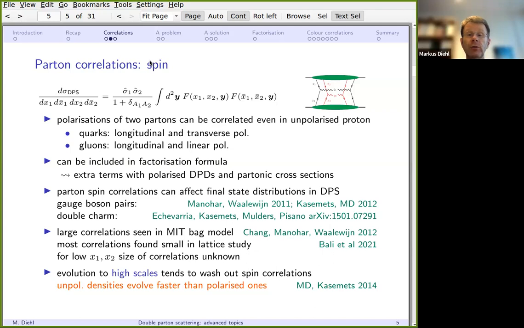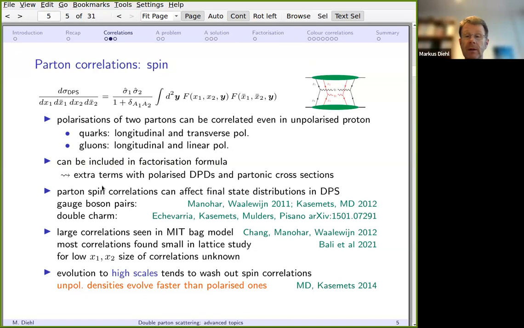It doesn't take much to include that physics in the formula. You just have to augment your labels for what the partons are with extra labels for what their polarization is. And of course, you have to know the distributions for the polarized two-parton systems. I told you we don't know terribly well their unpolarized versions, so you won't be surprised if I tell you we know even less about the polarized ones. What people looked at some time ago was that if you assume such polarization correlations between two partons, that would induce observable consequences in DPS cross-sections.